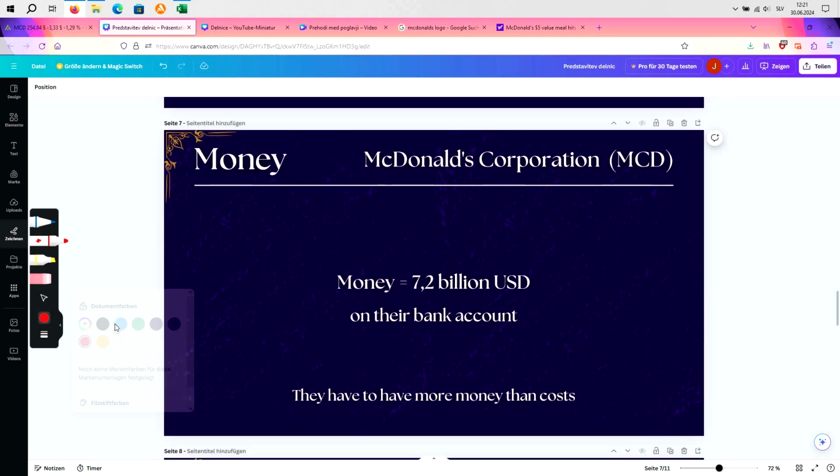Now we come to the money, and for the money, we mean money in their literal bank account. That's the money that they can withdraw at any time whatsoever when they go to a local bank, just like you go and say, give me 100 euros. This is how they go to the bank, and this is basically the money that they have.